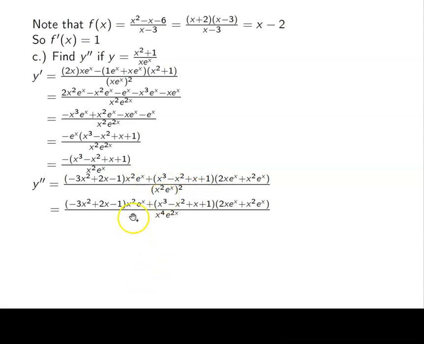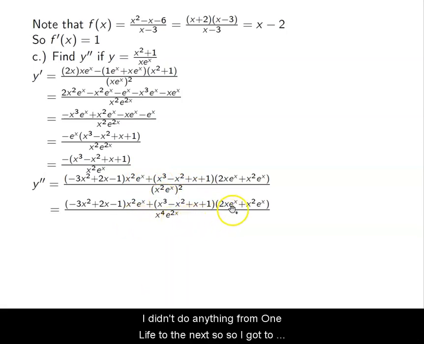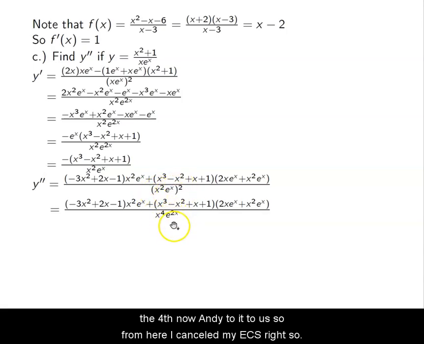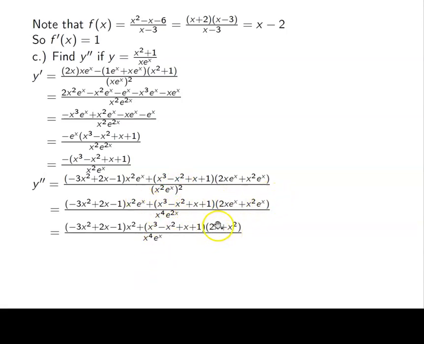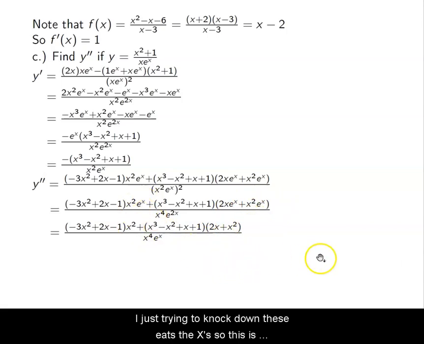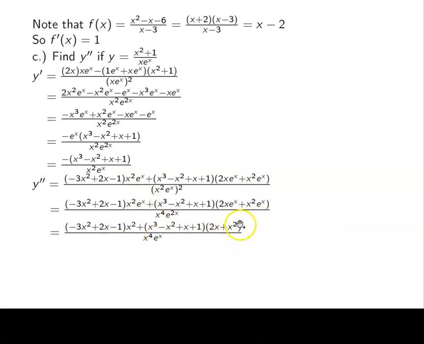So it looks like I didn't do anything from one line to the next. So I multiplied out the denominator. Okay, so I got x to the 4th now and e to the 2x. So from here I canceled my e to the x's, right? I could have pulled out an e to the x here, and I would have 2x plus x squared. It doesn't really matter. I was just trying to knock down these e to the x's. So this is what I have so far.